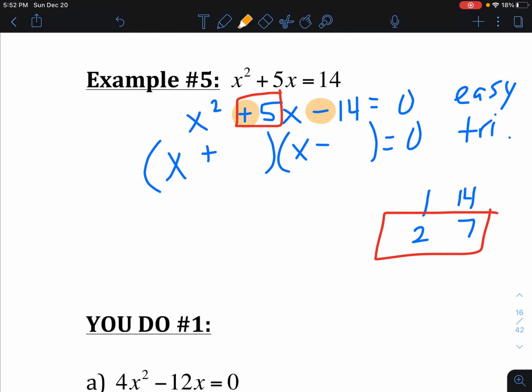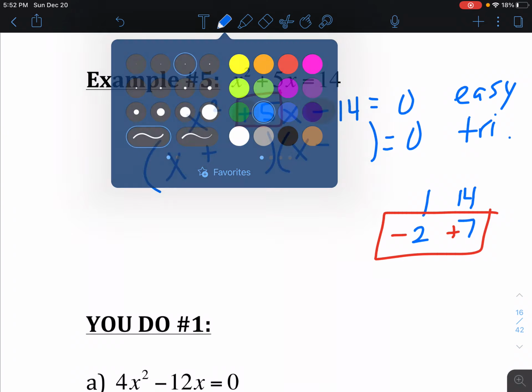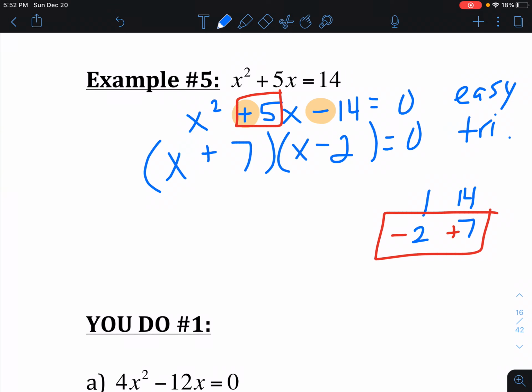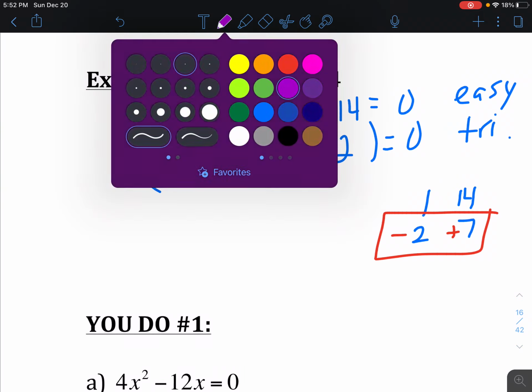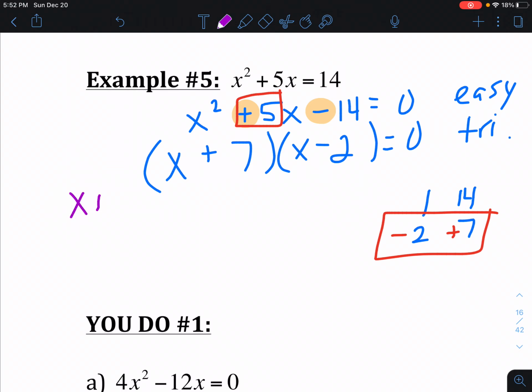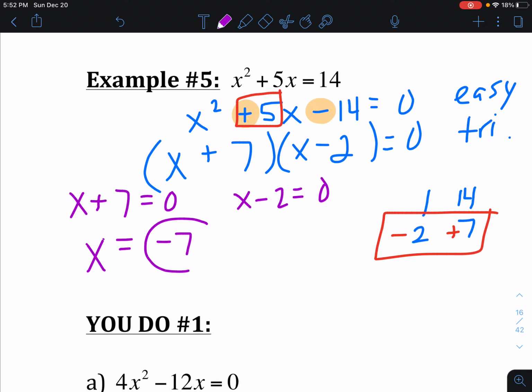You can then look at B, and remember I told you the phrase during the lesson, the sign of B goes to the bigger number. The bigger number is 7. The sign of B is a plus. So the 7 gets the plus, therefore the 2 must get the minus. So plus 7 and minus 2. Now we are ready to write our two little equations, set our factors equal to 0. And then here subtract 7, so x is -7. And the second one, add 2, x is 2.